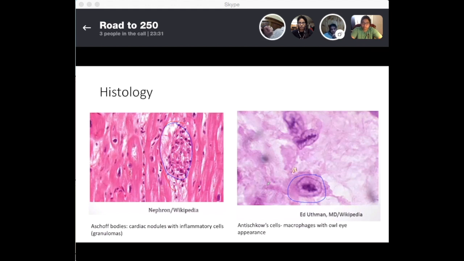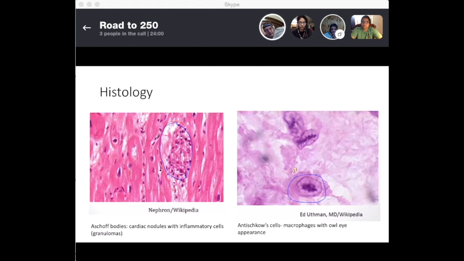Did you say that one is specific to endocardium and one is specific to myocardium, or are they both myocardium? No, these are going to be both in myocardium. So myocarditis with these Aschoff bodies are basically foci of chronic inflammation and relative histiocytes with wavy nuclei. So basically, it's this, but inside is this. That's my understanding of it.